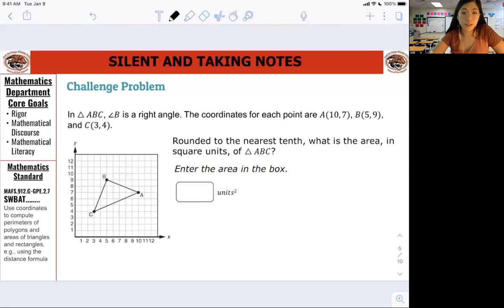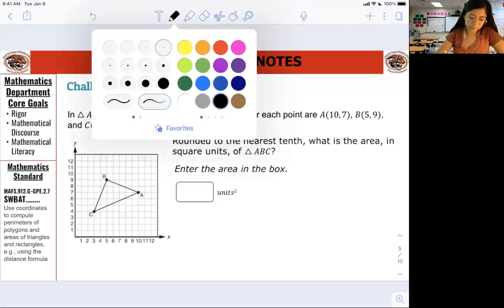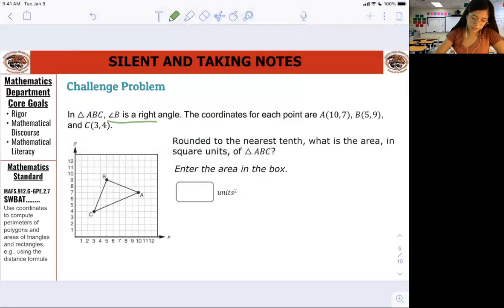Another one, very similar, actually. In triangle ABC, they even tell you, angle B is a right angle. So I can already tell you that that is a right angle. The coordinates for each point are given, rounded to the nearest tenth. What is the area in square units of triangle ABC?